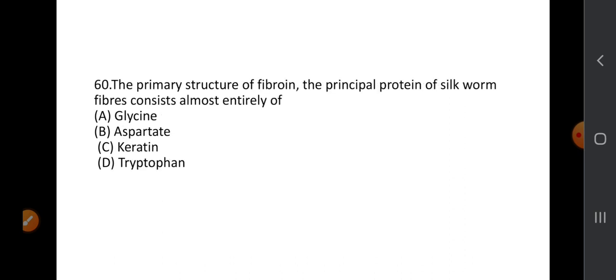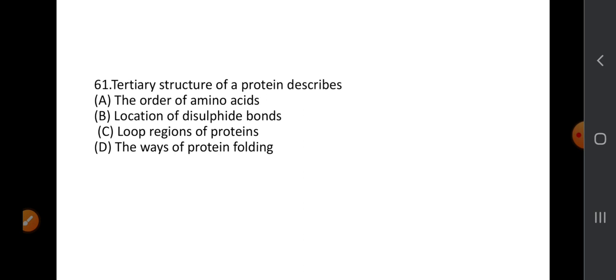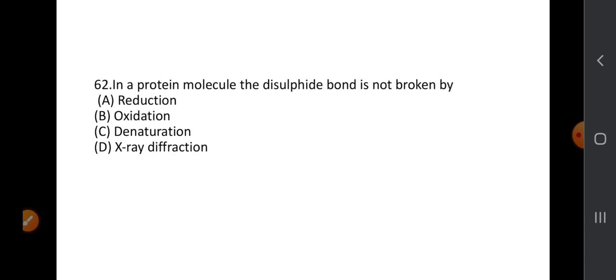60th question, the primary structure of fibroin, the principal protein of silkworm fibers, consists almost entirely of. Read the options and answer it for yourself. 61, tertiary structure of protein describes. Read the options. Moving on. In a protein molecule, the disulfide bond is not broken by. Read the options.